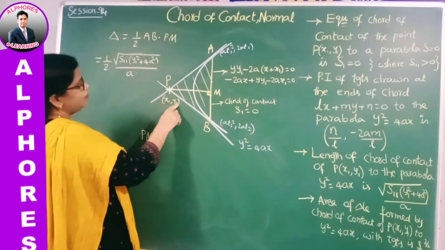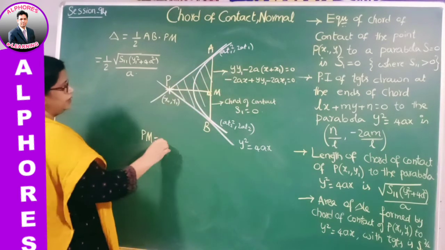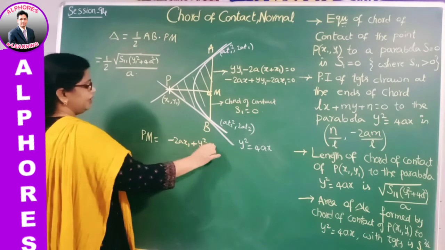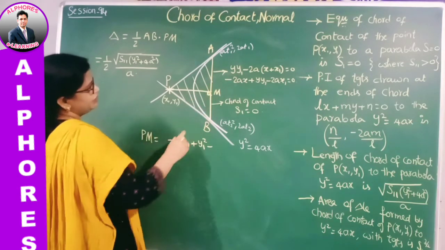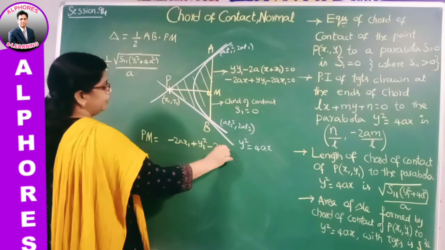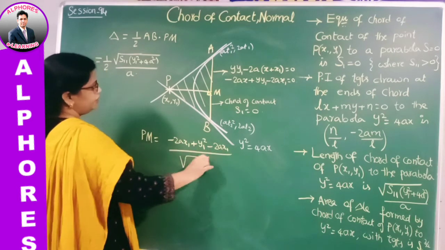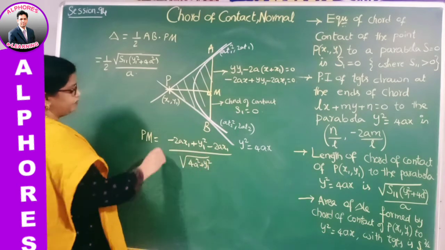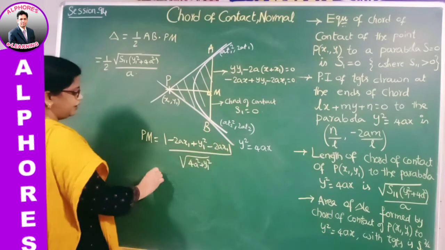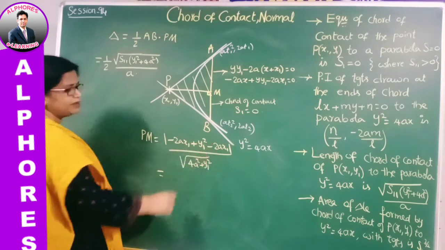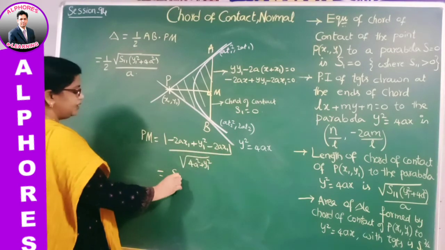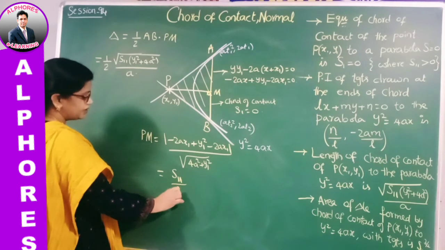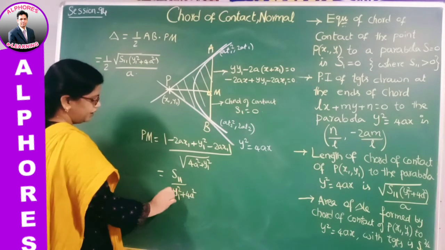Now how much can you obtain for the PM length? It is the perpendicular distance from x1 y1 onto this line. Thereby it is minus 2ax1 plus y1 square minus 2ax1, divided by the denominator, which is under root of 4a square plus y1 square, right? And this is actually the mod value. Therefore it is y1 square minus 4ax1, which is our notation S11, divided by under root of y1 square plus 4a square.